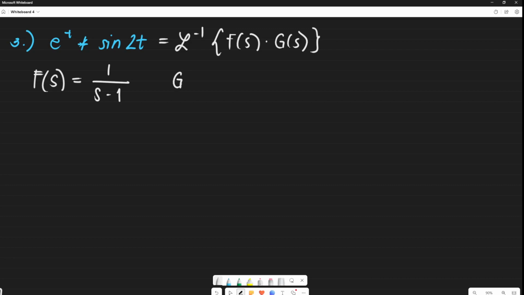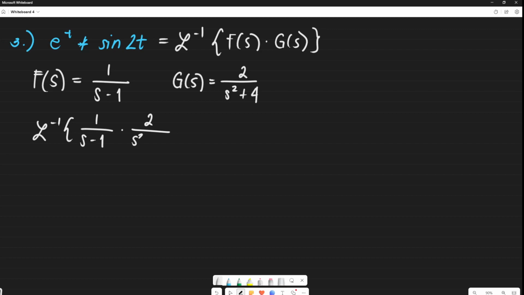Then we have G of s. Since this is sine, this is a over s squared plus a squared, so that is 2 over s squared plus 4. So yan yung dalawang functions natin, then let's multiply with each other. So we have here the inverse Laplace transform of 1 over s minus 1 times 2 over s squared plus 4. And we know, when we have two functions multiplied to each other, most likely we will be able to solve this using partial fraction decomposition.